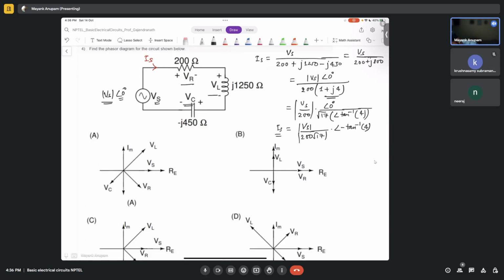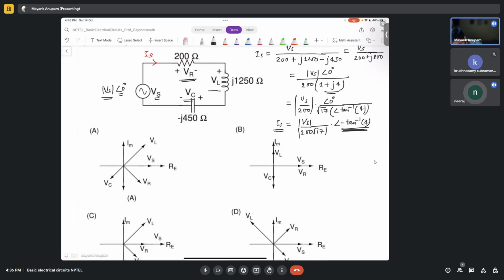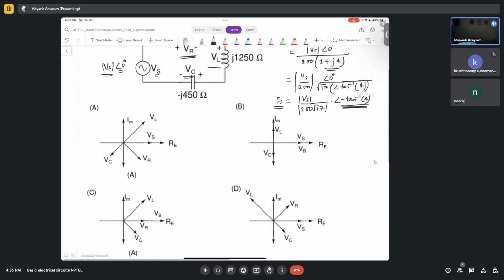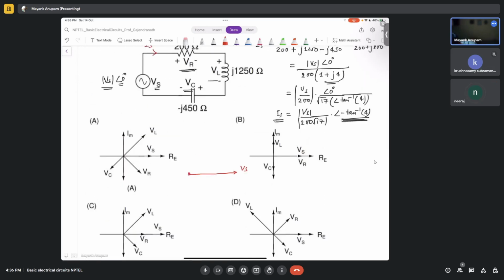The current is supposed to be below the reference phase. Current is at negative phase, you see, minus tan inverse 4. If the current has the negative phase, what will the phase of the voltage VR be? It will also be negative. So if we have IS and VS like this, VR should be below, like this somewhere. VR should be here, right?